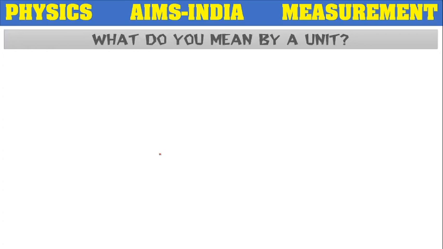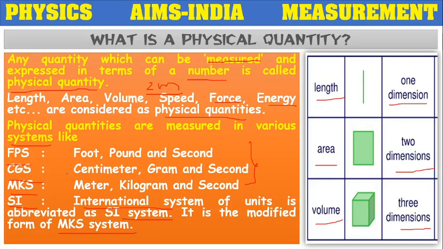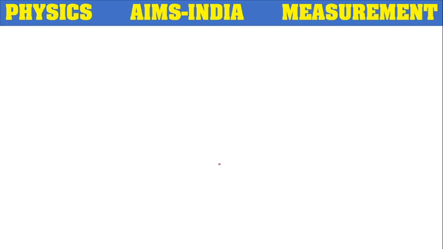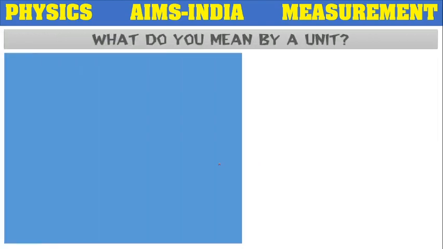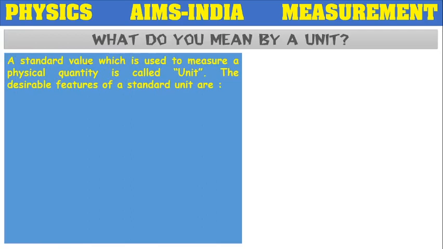So what do you mean by unit? Just now we have seen so many things like foot, pound, second, centimeter, gram, second. These are all considered as units. Now the question is, what do you mean by a unit? It's a standard value which is used to measure a physical quantity, and that standard value is called a unit.